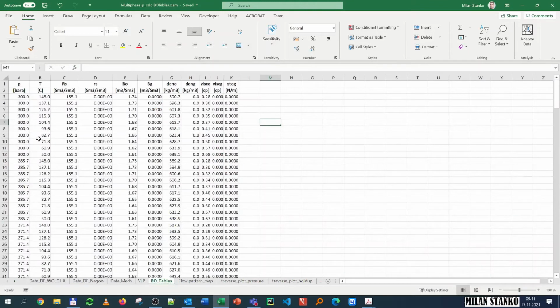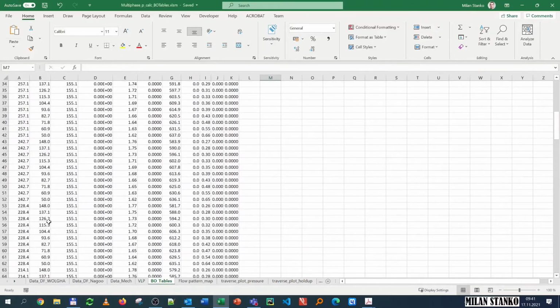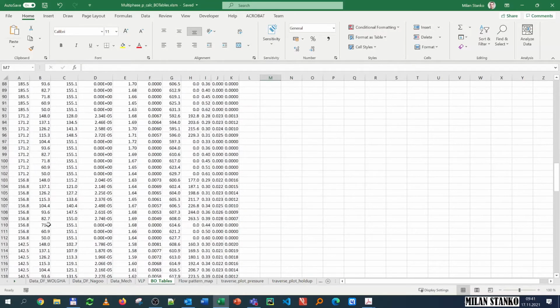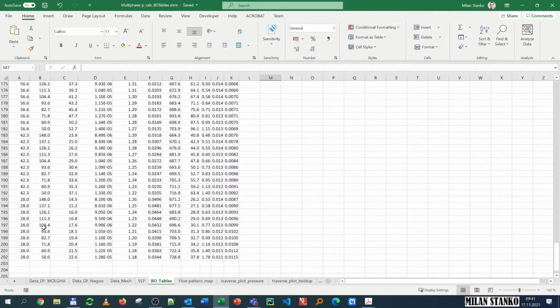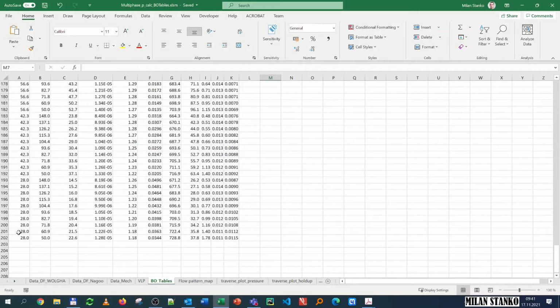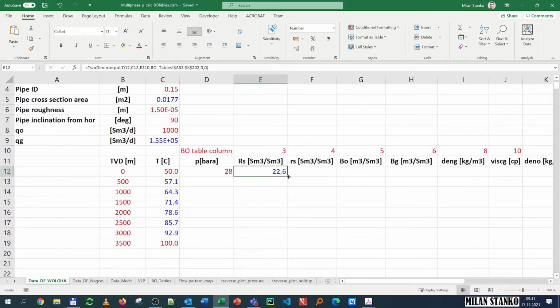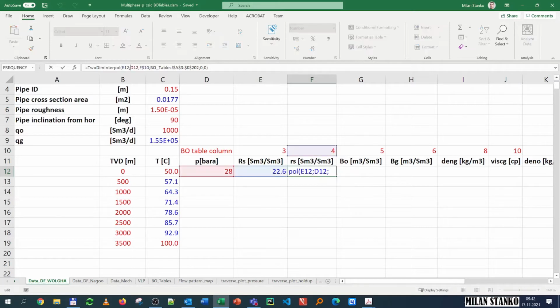So also check your interpolation. Temperature is 50, and pressure is 28. Let's look for that case. Pressure is down here, 28, and 50, and you see that is 22. So at least that is making sense. Okay, now I drag it to the right.